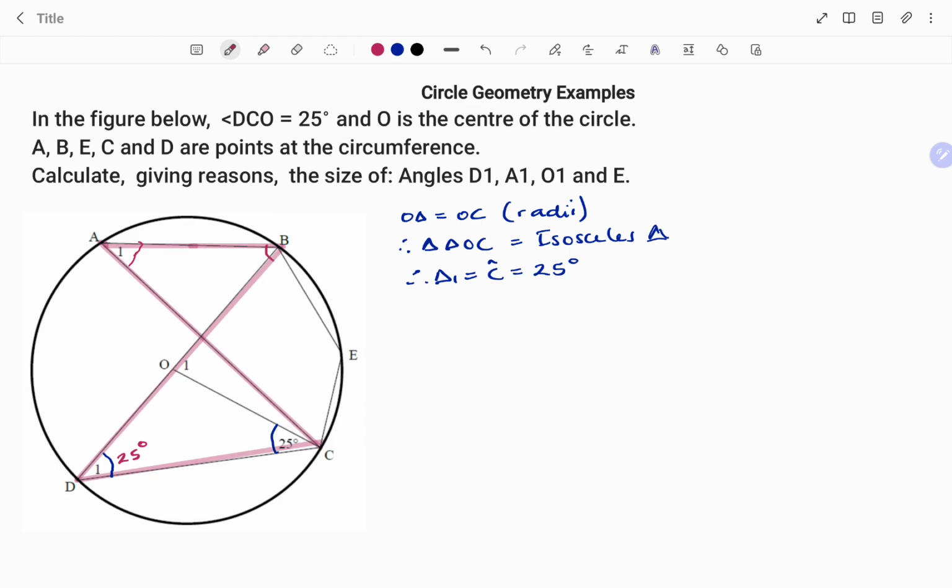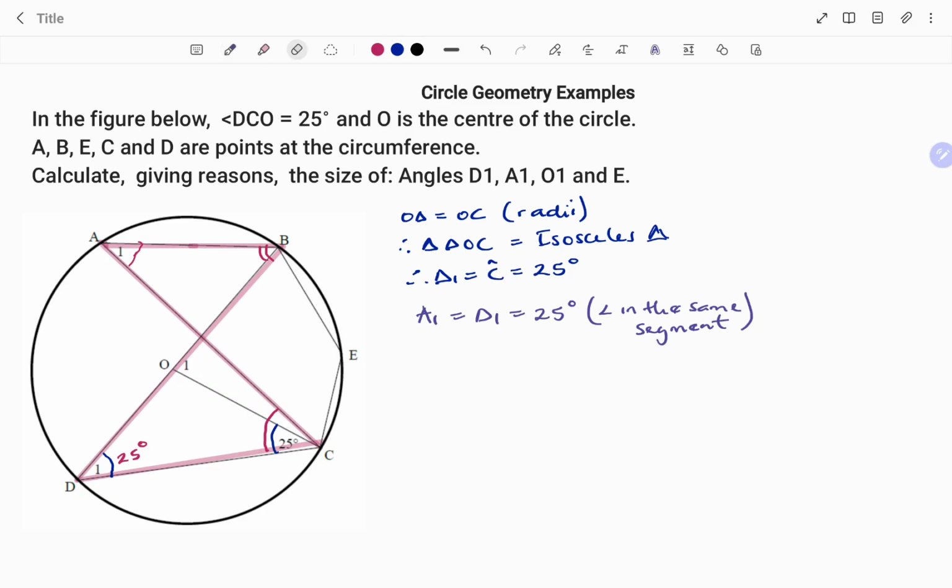Likewise, my angle at B here is equal to my total angle at C here. Therefore, angle A1 is equal to angle D1, which is equal to 25 degrees. The reason being angle in the same segment.